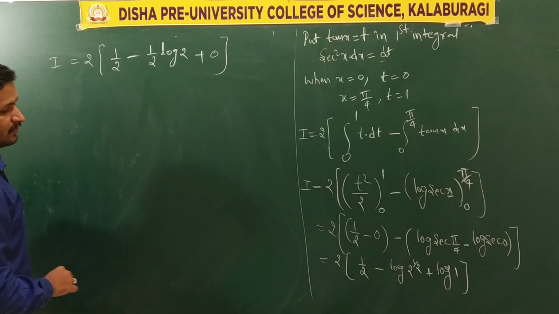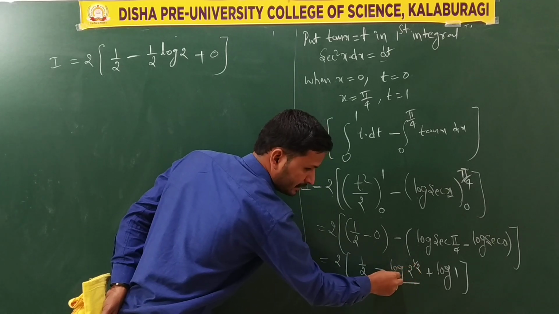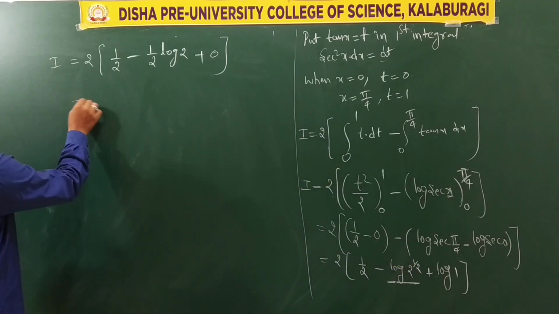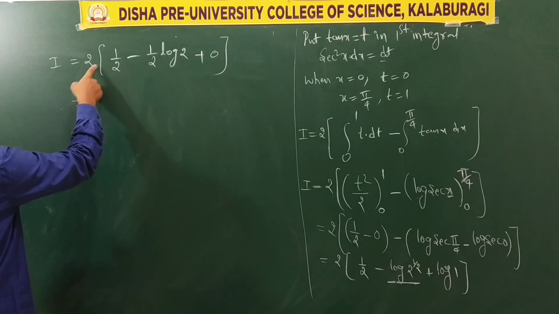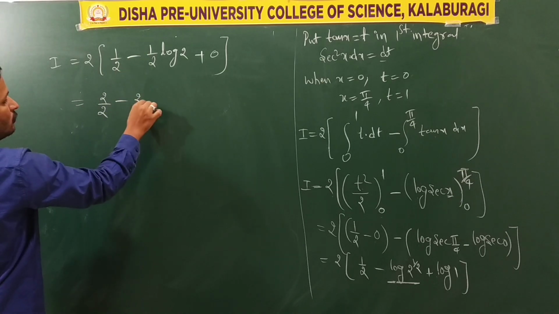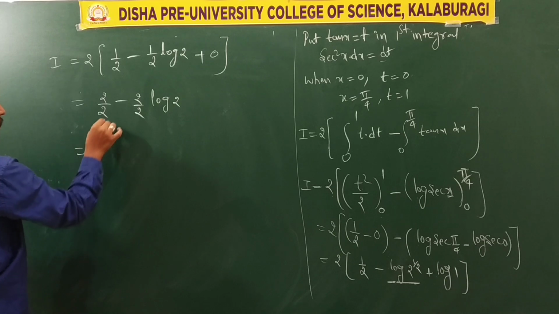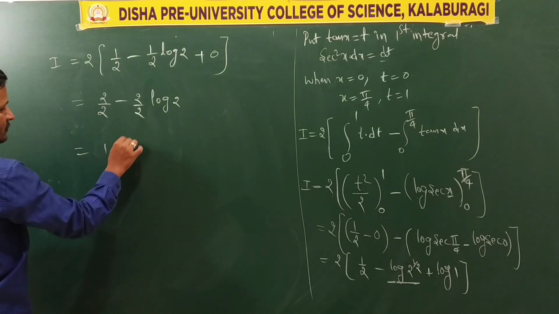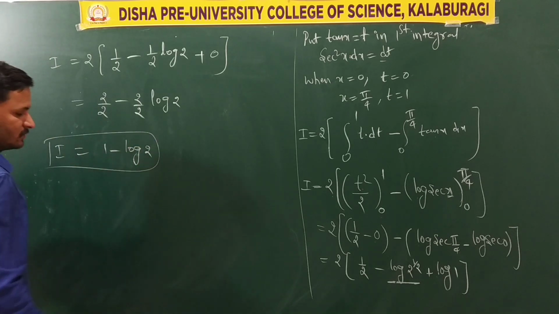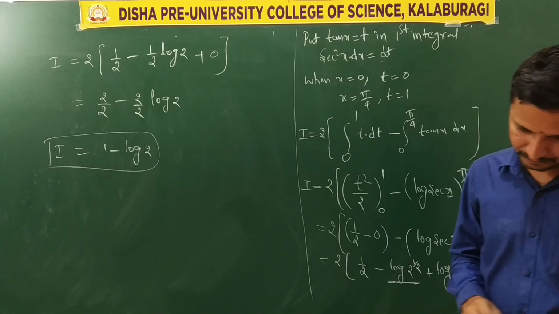Here the property used is log of m raised to n is n into log m, and log 1 value is 0. So next, multiply: 2 into 1/2 is 2/2, minus 2 into 1/2 log 2. Here the 2s get cancelled, so 1 minus log 2. So hence, got it.